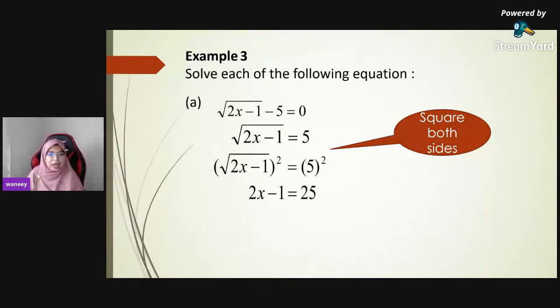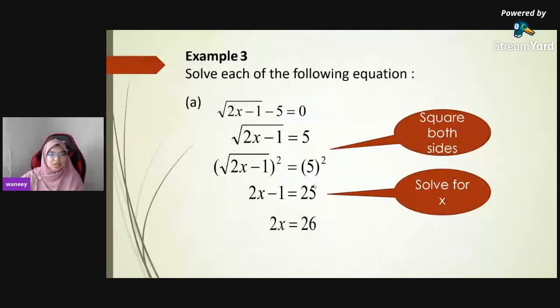So we have 2x minus 1 equal to 25. And isolate the x or make the x as your subject. So you're going to get 2x equal to 26. So x must be equal to 13. Okay, so that is the easiest one when we only have one set. Okay, next.